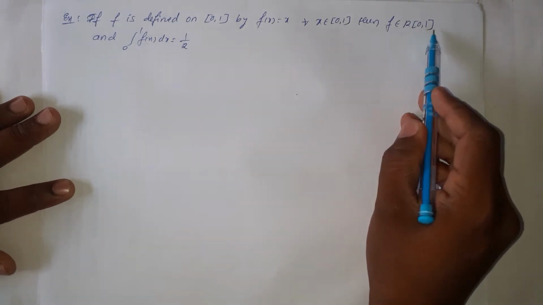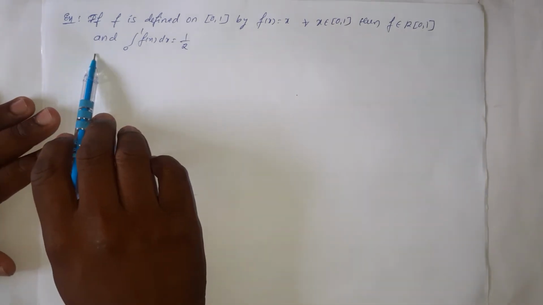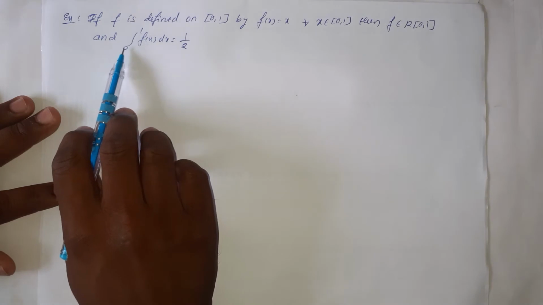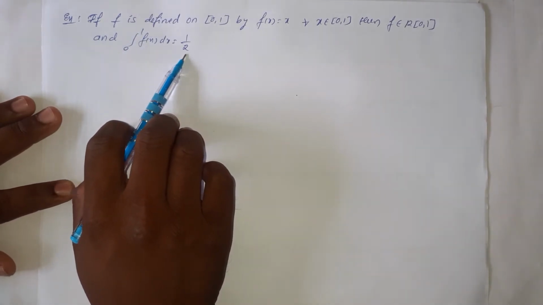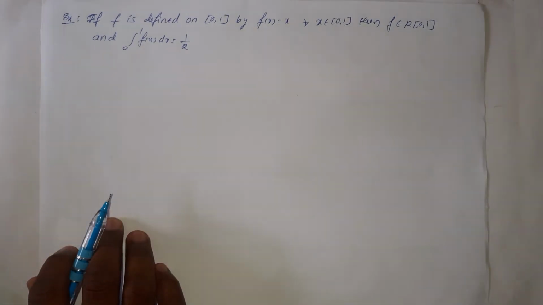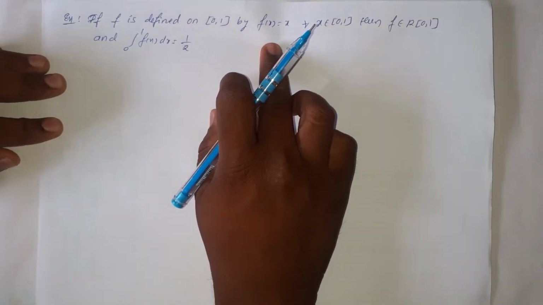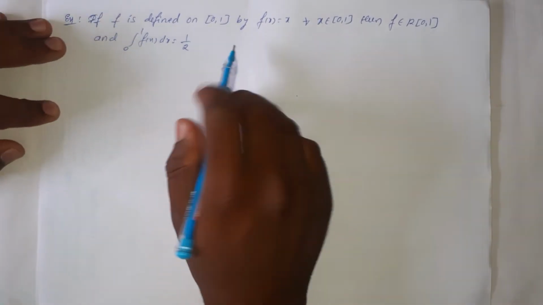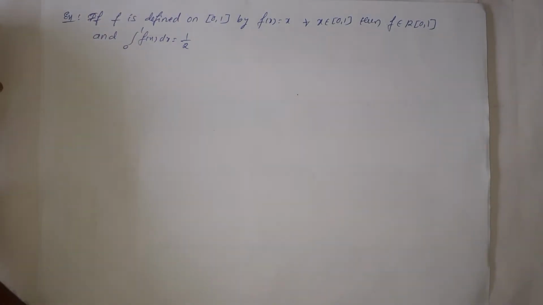f belongs to R[0, 1] means f is R integrable, and also we need to find the value of the common integral, that is, the integral over [0, 1] of f(x) dx equal to 1/2. This we need to prove for this example. So here the given function is f(x) = x and the interval is [0, 1]. Now, first of all we need to divide the given interval into n equal parts.